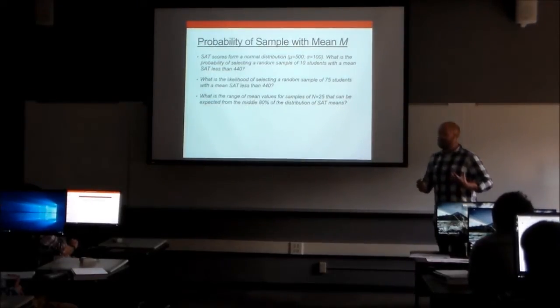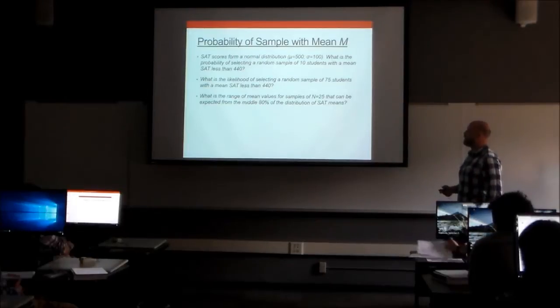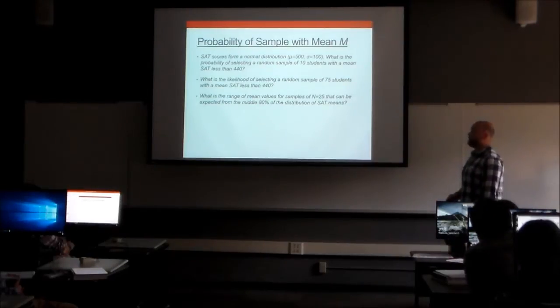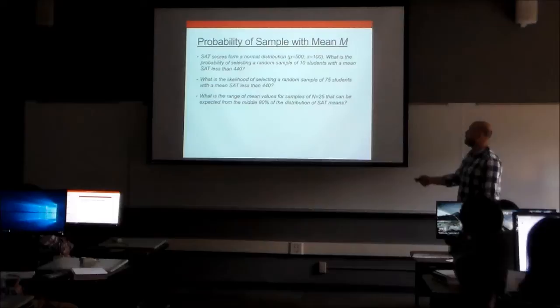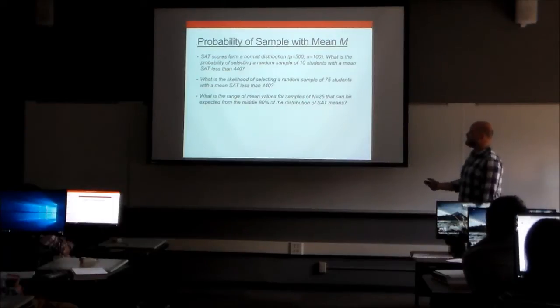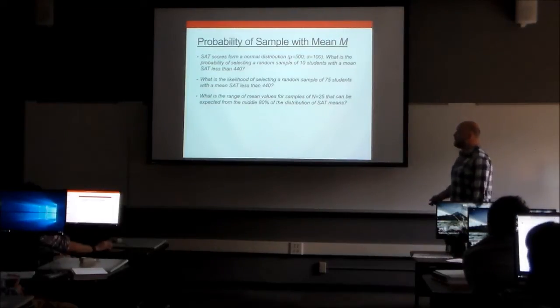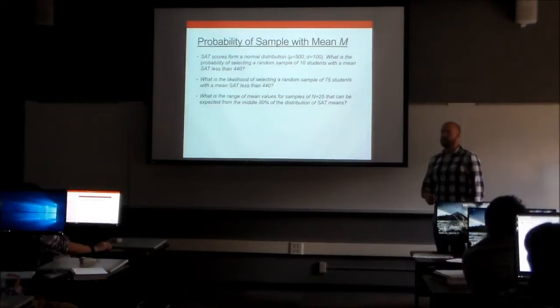So, some examples, right? SAT scores form a normal distribution with a mean of 500, a standard deviation of 1, right? What's the probability of randomly selecting a sample of 10 students with an SAT score less than 440?